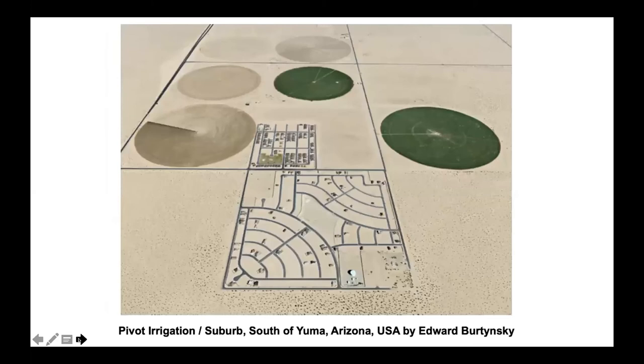Here we see a beautiful image by the photographer Ed Burtynsky, an aerial view of pivot irrigation related to the last land artwork that we just saw, where water is being diverted for agricultural use, but that use is not particularly sustainable over long periods of time.